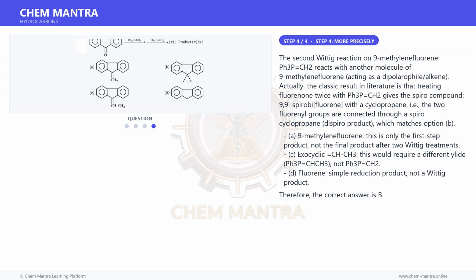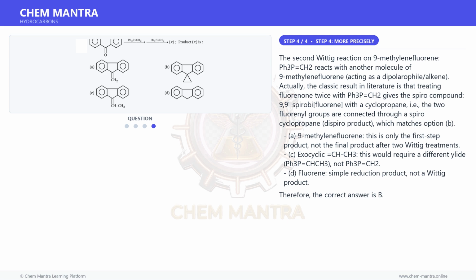Actually, the classic result in the literature is that treating fluorenone twice with Ph3P=CH2 gives the spiro compound 9,9-spirobifluorene with a cyclopropane, i.e., the two fluorenyl groups are connected through a spirocyclopropane dispiro product, which matches option B.